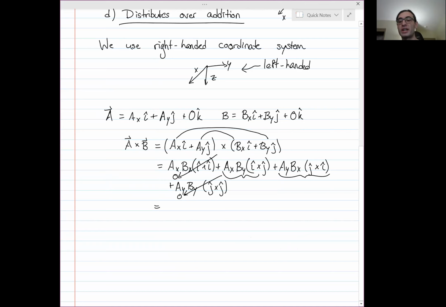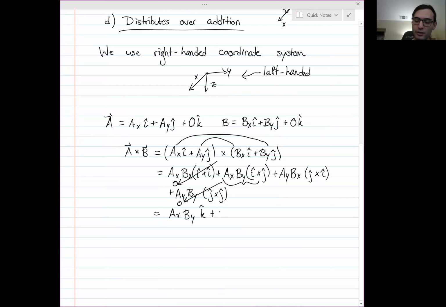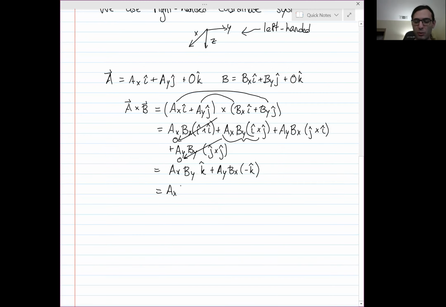We know I hat cross j hat is k hat. So we have ax by k hat. Now, j hat cross I hat is the same as I hat cross j hat, but in reversed order. And we know that when you flip the order of a cross product, from our properties above, property C, you get a negative sign. So we have plus ay bx in the negative k hat direction. And so now we can simplify, and this gives us ax by minus ay bx in the k hat direction. And that is the component form for the vector a cross b.